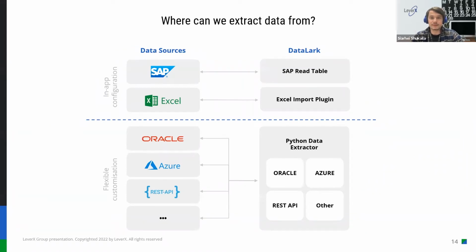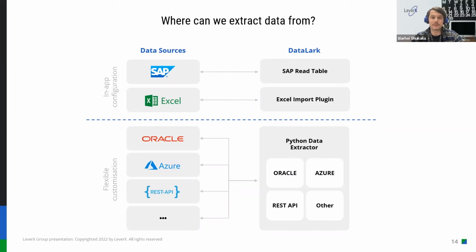Right, where can we extract data from? As well, our main focus in terms of the data sources is SAP and Excel files. So yeah, we can parse and extract data from Excels of any complexity, multi-sheet Excels, and we can connect through a special extraction plugin to any SAP table and fetch the data from it as well. And these two main data sources are coming in the top swim lane, marked as in-app configuration.